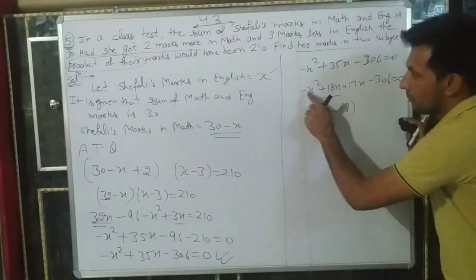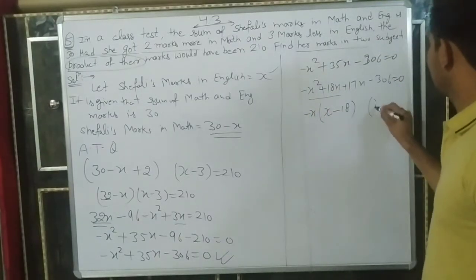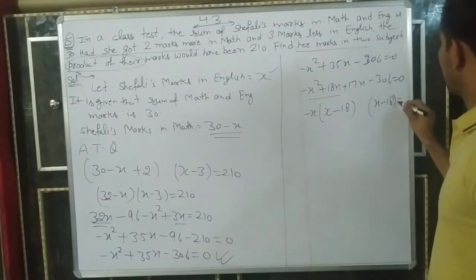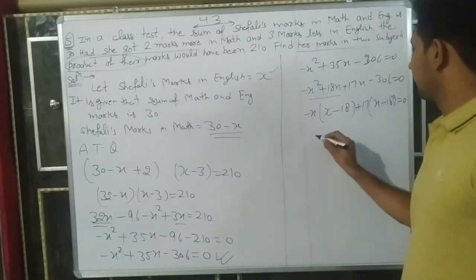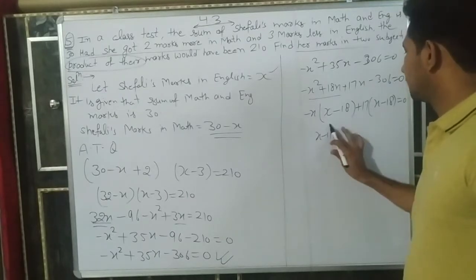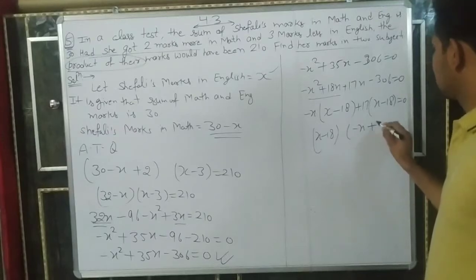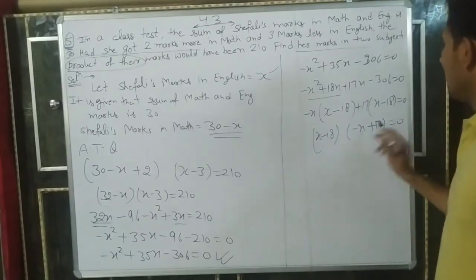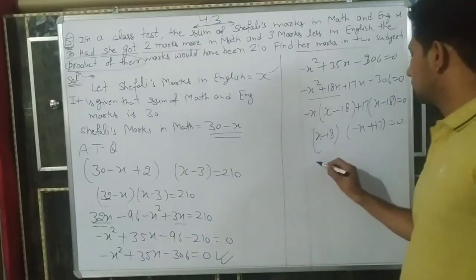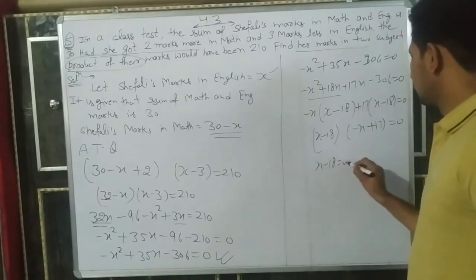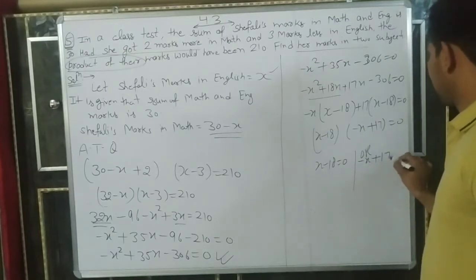Negative into negative, minus x square. Negative into negative, positive 18x. And always x minus 18 equal to 0. So what is it? It is plus 70. So what becomes? x minus 18, minus x plus 17 equal to 0. Product of two numbers is 0. It means either the first number is 0, or the second number, minus x plus 17, equal to 0.